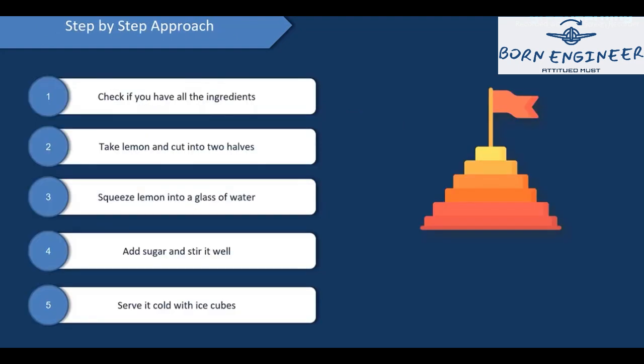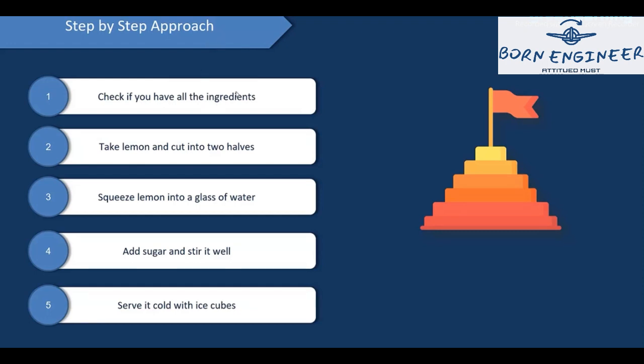What we do is, we'll take a step-by-step approach. First, we'd have to check if we have all the ingredients to make lemon juice or not. You would need lemons, obviously. Then you would need a glass of water, ice cubes, and also sugar or salt according to your preference. And if you don't have all of the ingredients available, that is when you'd actually have to go back and get all of the ingredients. So this is the first step.